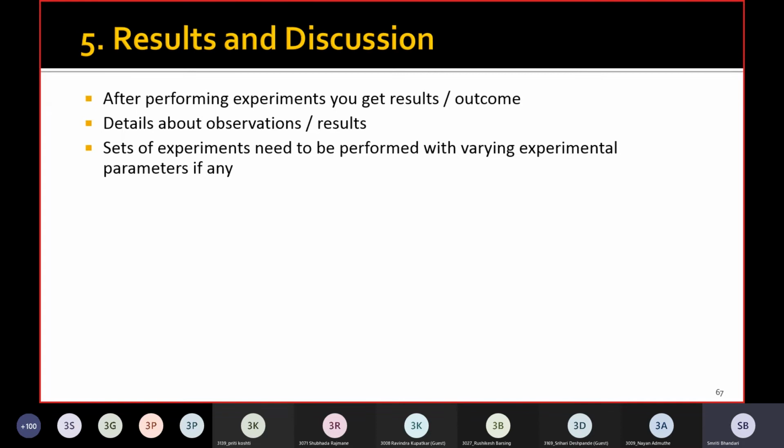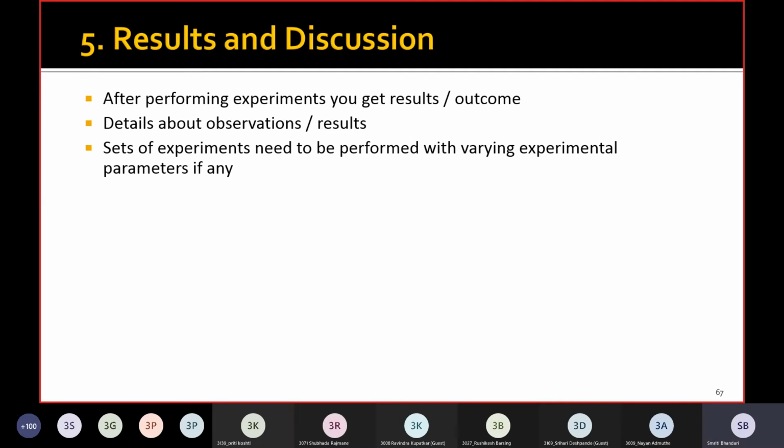So these sets of experiments are formed by varying some experimental parameters. If this particular parameter is changed, and once again you experiment with the system, then whatever the results are, every observation and all the results need to be documented in this chapter.